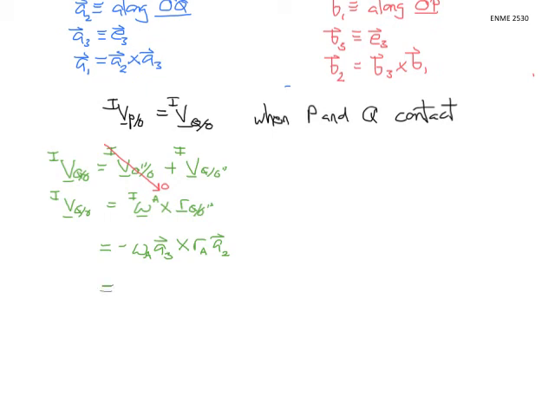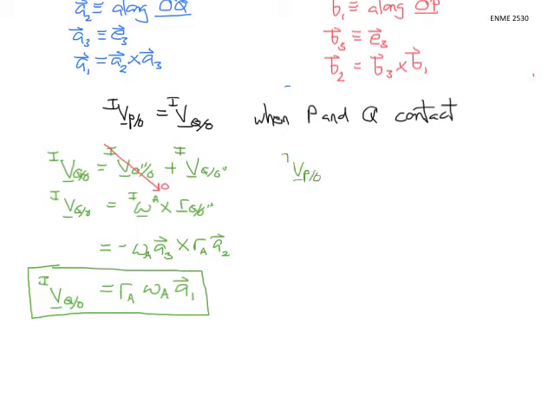Working out this cross product, we get the radius R sub A multiplied times omega A, scalar, in the A1 direction. Similarly, let's find the velocity of point P with respect to O as observed in the inertial reference frame. To do that, our translational component is the velocity of O prime with respect to O in the inertial reference frame plus the velocity of P with respect to O prime as observed in the inertial reference frame.